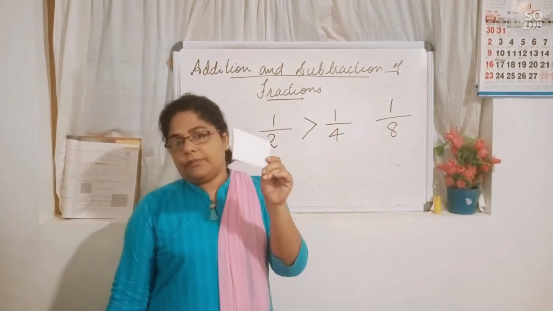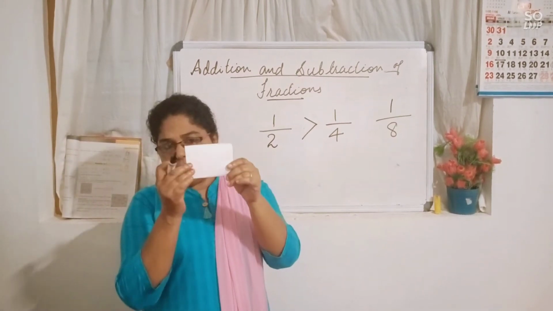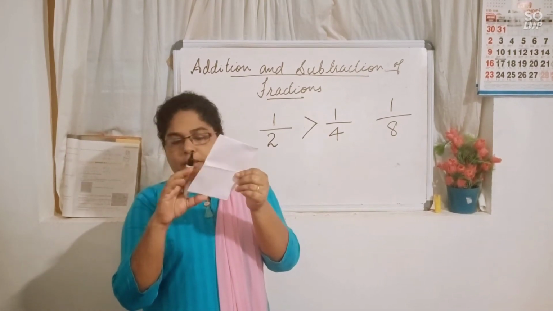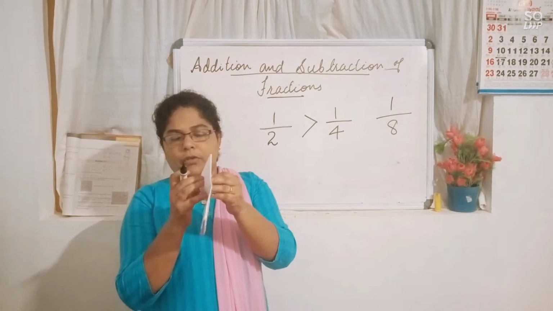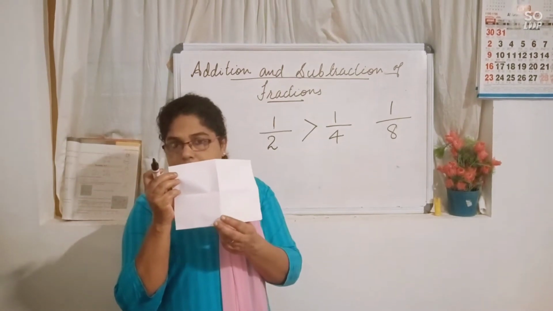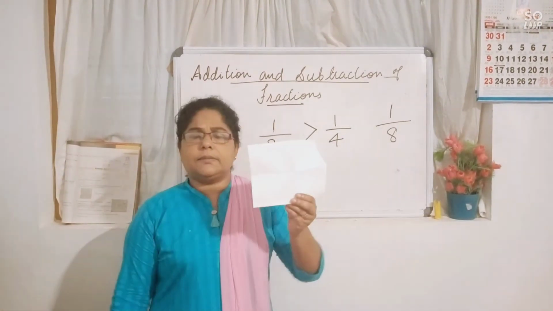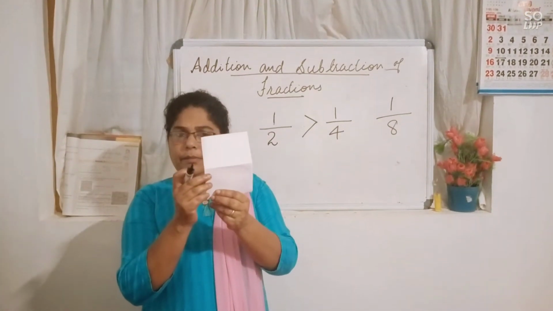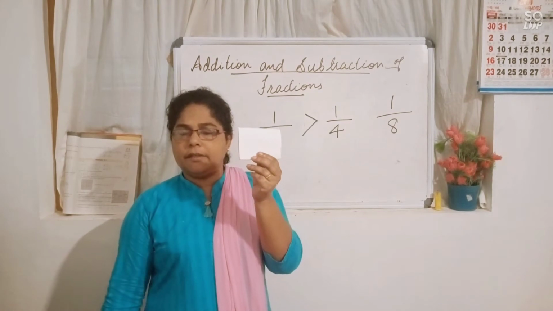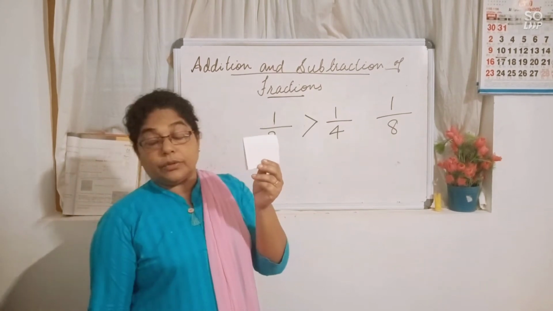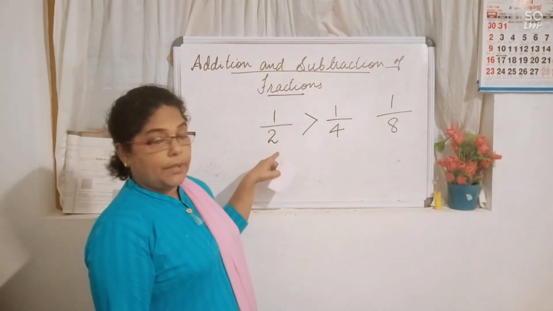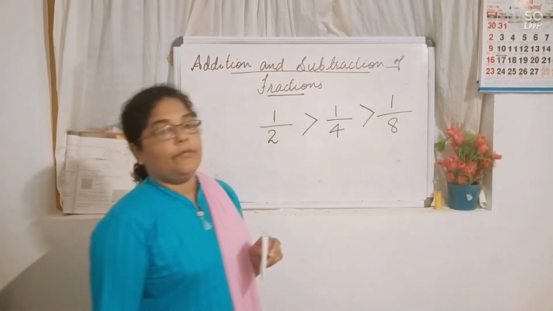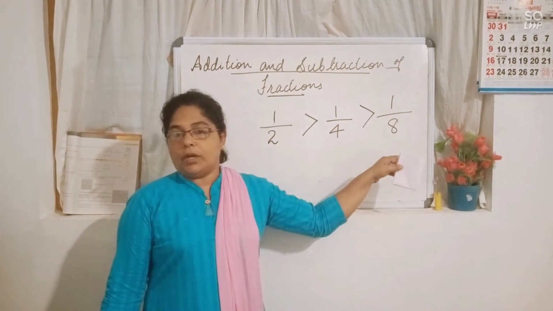So now say which is big. This is 1 by 8th part. This is 1 by 4th part. This is 1 by 2nd part. So which part is big? This is half. This one 1 by 4. This one 1 by 8. Yes, I hope you understood which is big. 1 by 2 is greater than 1 by 4 and 1 by 4 is greater than 1 by 8.